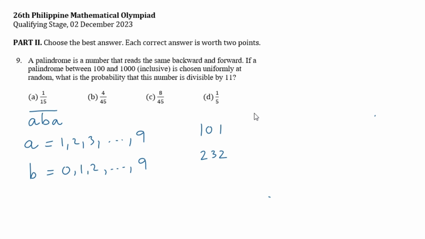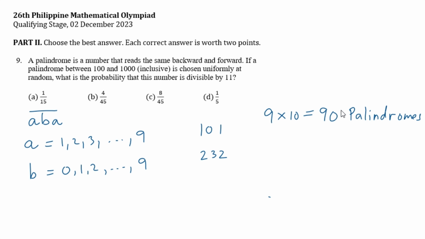Now, if you're going to count the total number of palindromes, we just have to multiply the number of options for A and the number of options for B by the fundamental counting principle. So, the total number of palindromes between 100 and 1000 inclusive is just 9 times 10 equals 90. So there's a total of 90 palindromes. Okay, now how many of these 90 palindromes are divisible by 11?